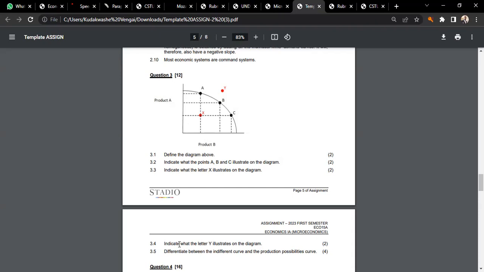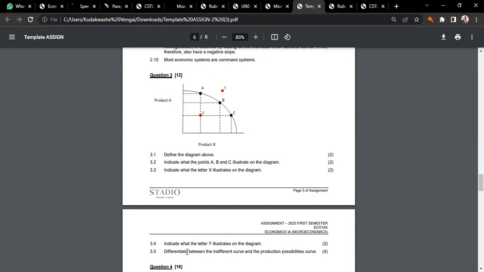Then 3.4 is stating indicate what letter Y illustrates. So letter Y is beyond the production possibility frontier. And when a combination is beyond the production possibility frontier, we're simply talking about an unattainable level of production because of the limited resources that we have. So basically, we're talking about unattainability of the particular level. So basically, letter Y is indicating an unattainable level of production.